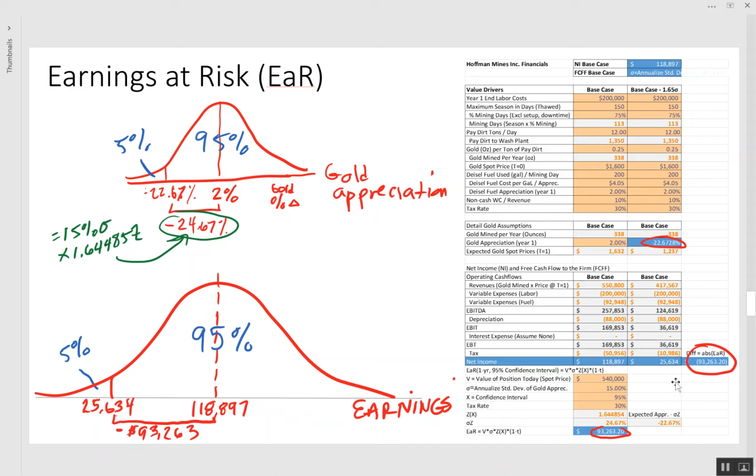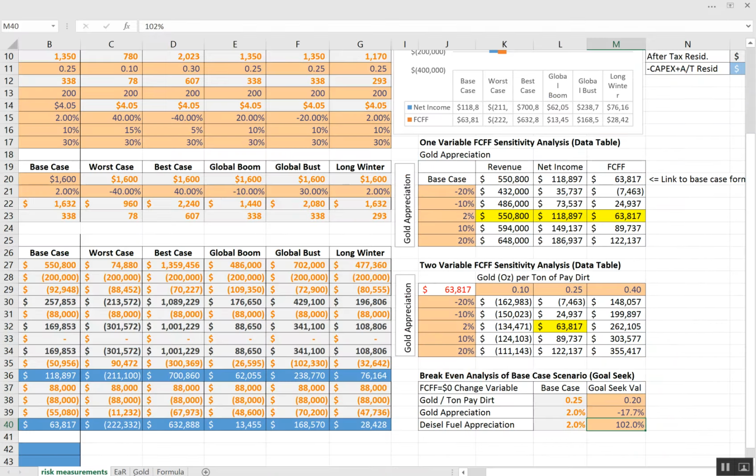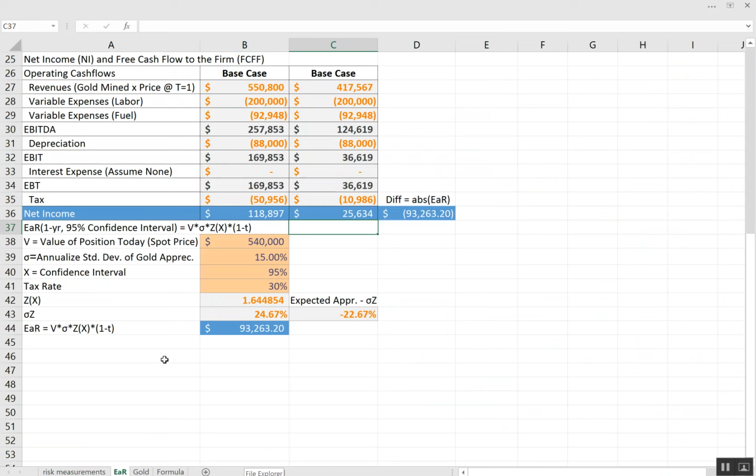Now I went ahead and plugged this into Excel. Let's go back to the Excel model and go to the EAR tab. Here's my calculation. Here's the total value of the position today, quantity times today's price, 15% standard deviation, 95% confidence interval, and 30% tax rate. There's my Z of X. You can use Excel's NORMSINV and put in the X of 0.95. That gives me a Z value of 1.645.